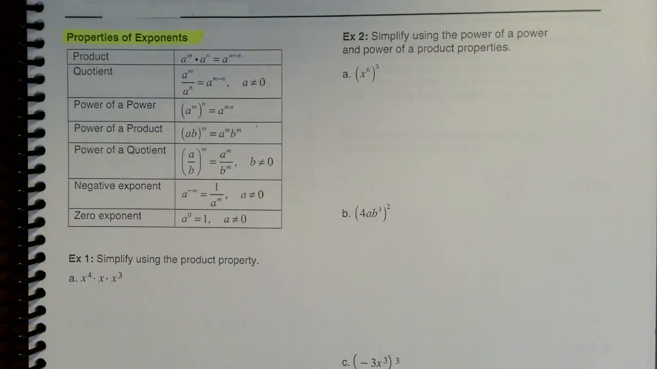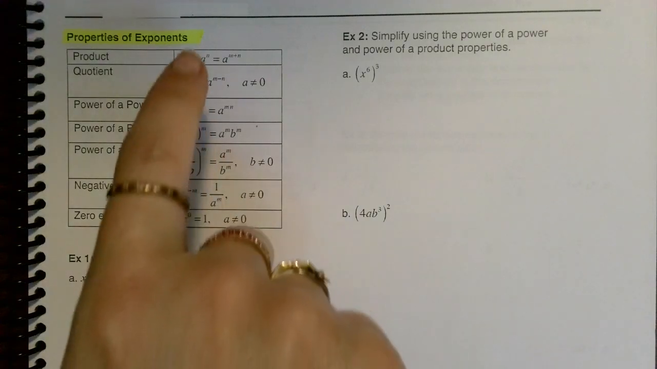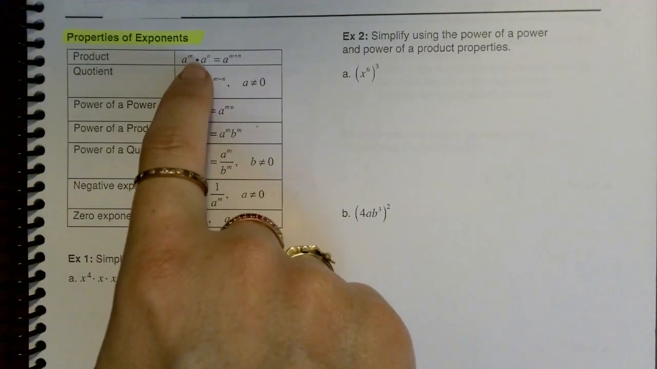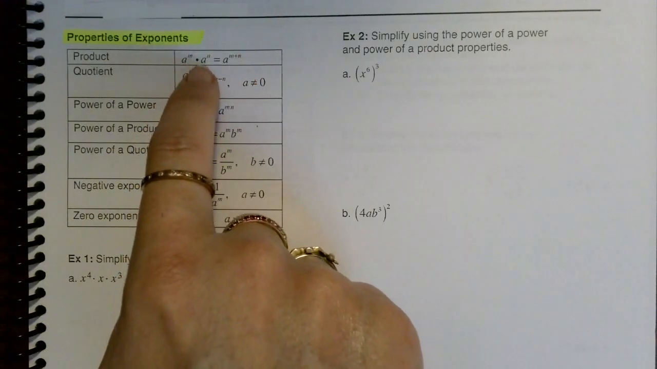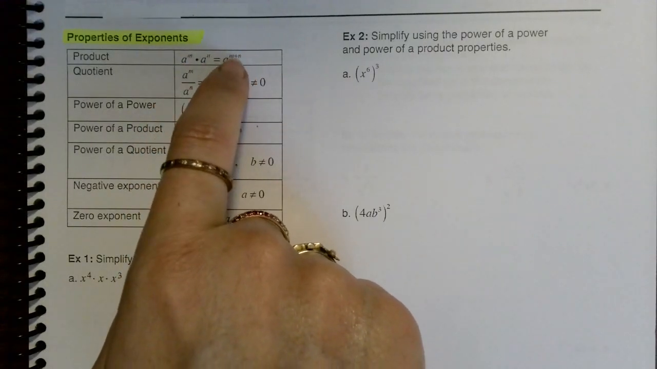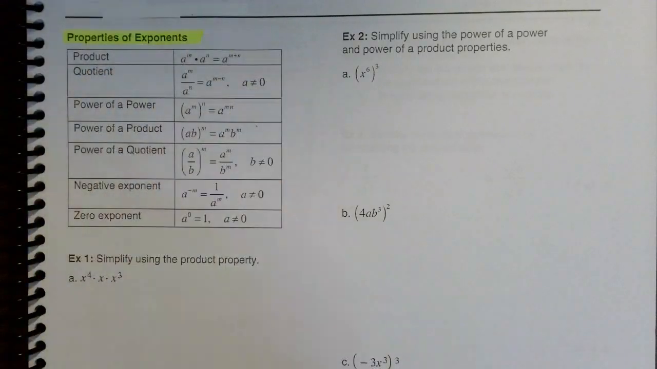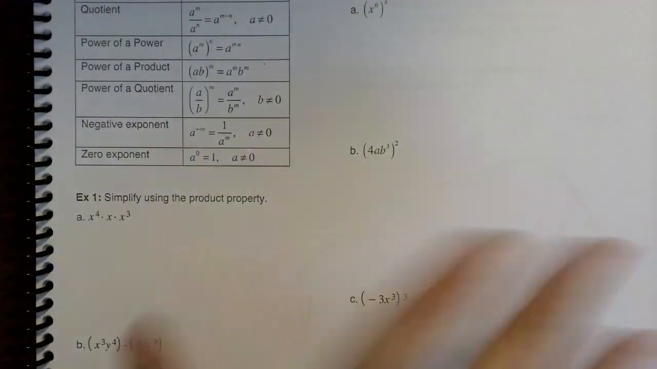In this video series on the properties of exponents, we are going to start with the product property, which tells us that when we multiply the same base, we add their exponents. So for a to the m multiplied by a to the n, that becomes a to the m plus n. So we're going to focus on that product property, and we're going to simplify some expressions.